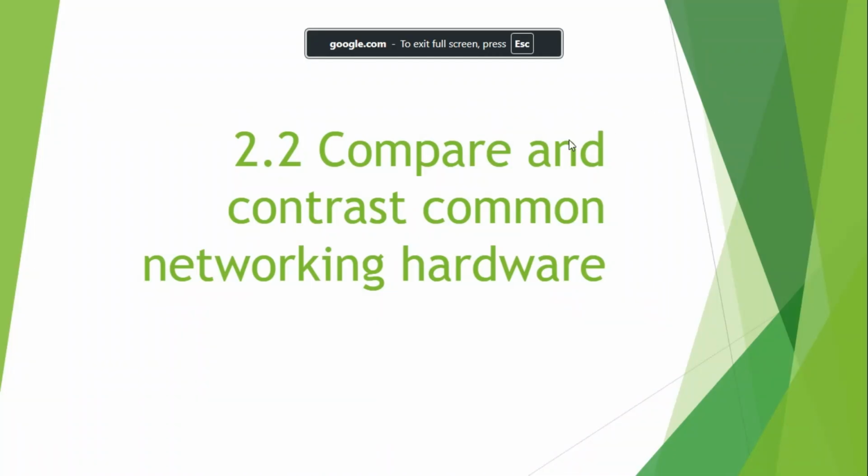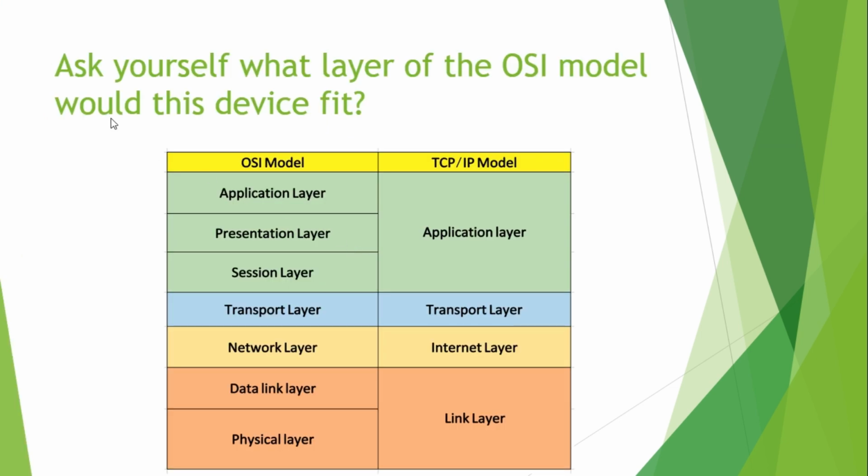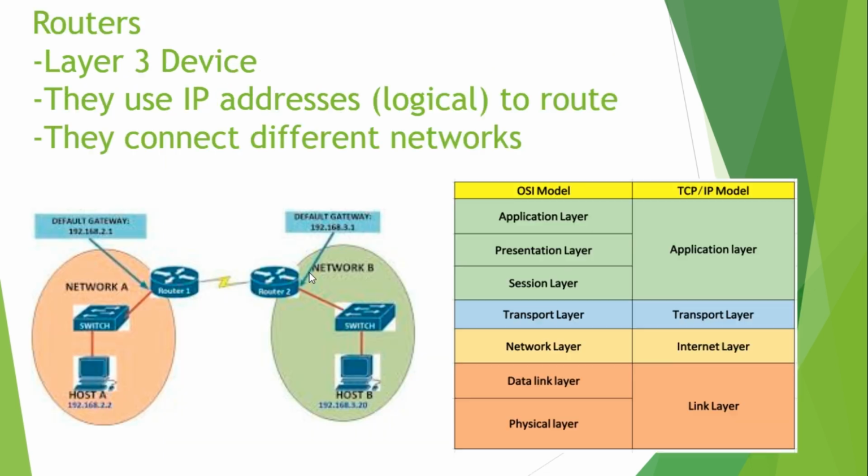Okay, this one's rather simple because this was 2.2, compare and contrast common networking hardware. I wanted to establish this right from the get-go. Ask yourself, what layer of the OSI model would this device fit? You need to start having this in the back of your brain. It's going to help you tremendously when it comes to troubleshooting and visualizing how data is moving from one computer to another computer. We're going to keep this little framework all the way through the presentation, which I honestly think brings a lot of value and gives you an idea of where you are. It helped me. Hopefully it helps you. So let's go on to the first thing.